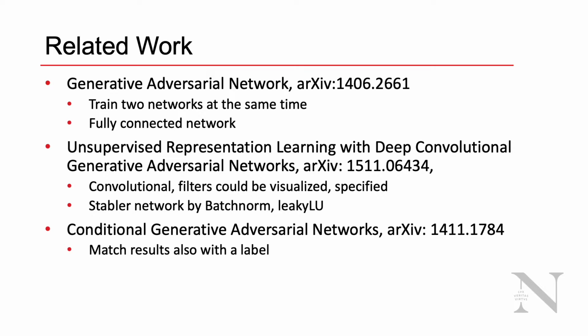For both GANs, the generation of images is completely random, meaning I can't actually control which class or label of image I want to generate. Therefore, conditional GAN comes up with the idea of matching the results, also taking a label into consideration.